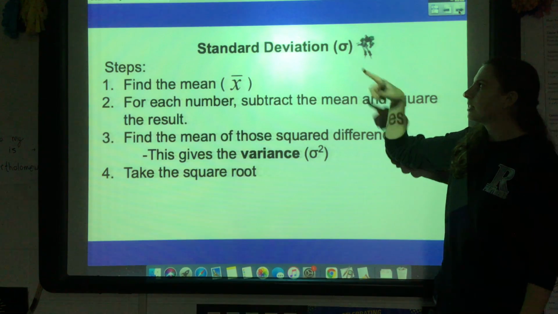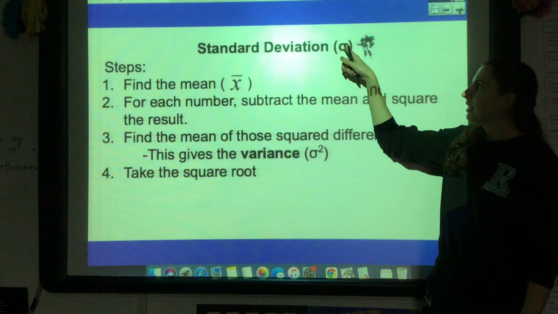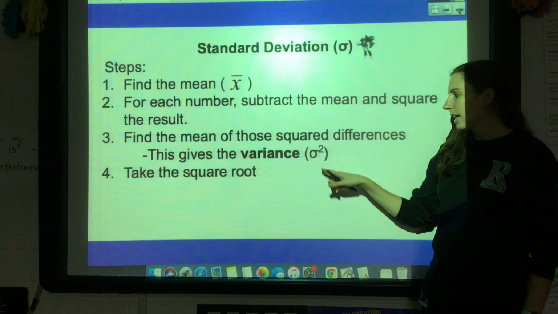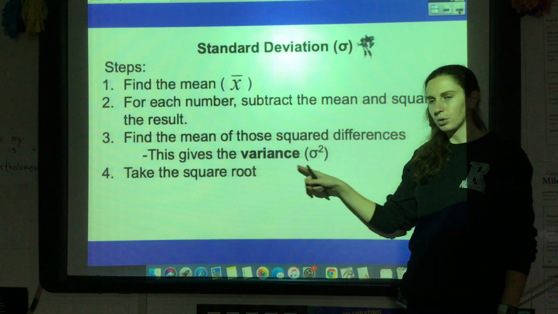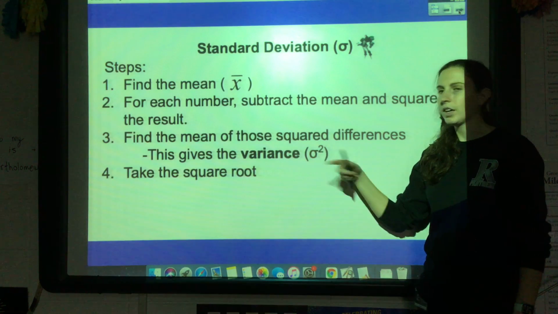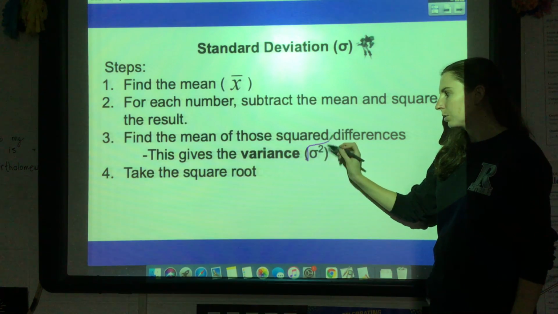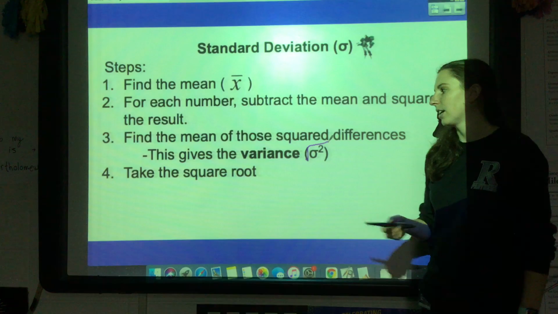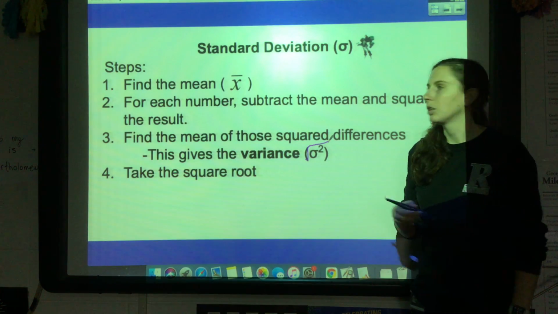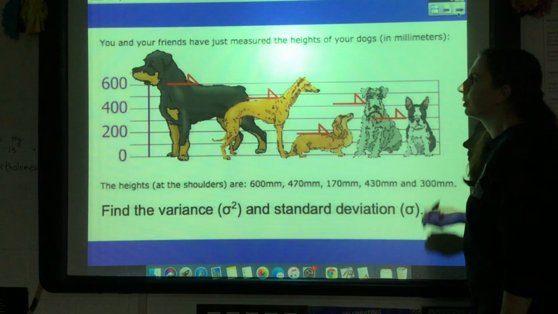Some symbols here. This symbol is called sigma. It's a Greek letter. It stands for standard deviation. And so sigma squared, before you take the square root, is variance. Because if I were to square root that and get the final answer, that would be sigma, standard deviation. Let me show you an example.